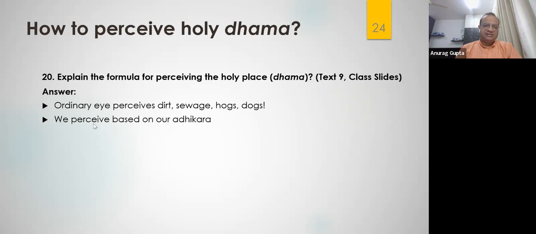when we go to a holy place. And we should understand that we perceive the holy dham only based on our adhikar. Adhikar means qualification, like we are studying in Nectar of Devotion: Uttam Adhikari, Madhyam Adhikari, Kanishta Adhikari. Adhikari means qualification. How much adhikar do we have? How much capacity do we have? An analogy: access rights to a mainframe computer.